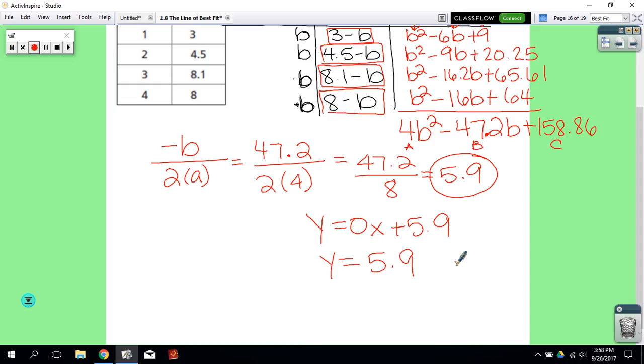Okay, use that to help you do part B. See if you can get that. Remember, this is going to be on your test on Friday. If you have any questions or you need any help, send me an email. I'll try and remember to check it. Good luck.